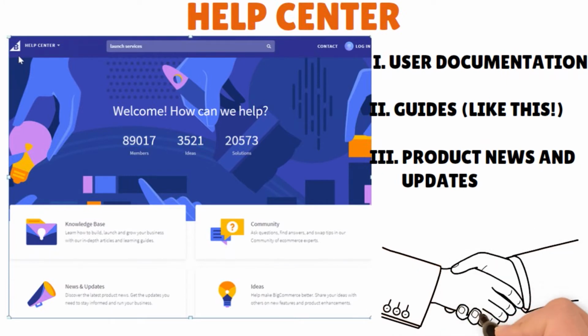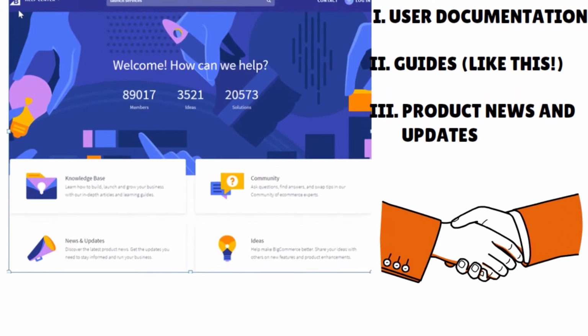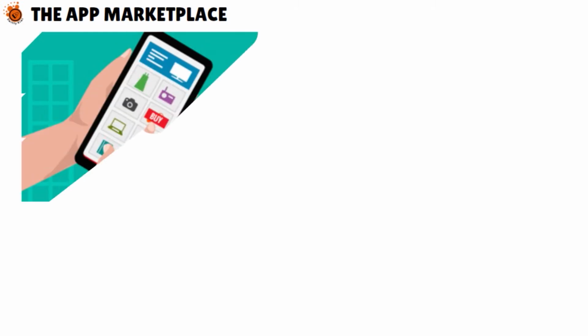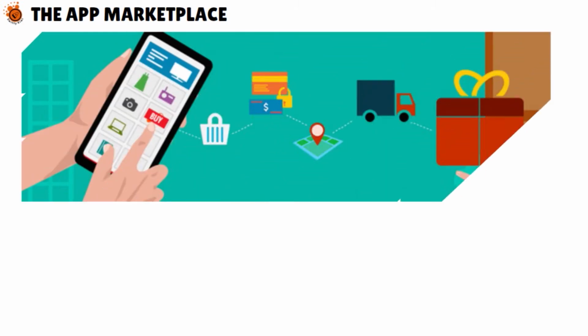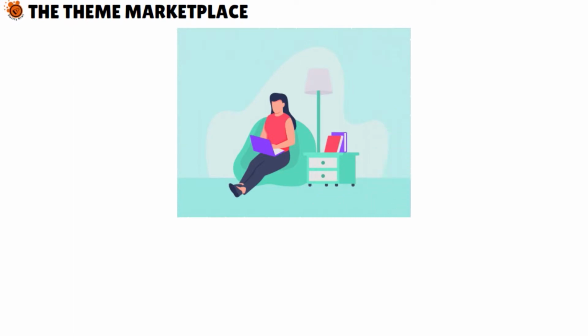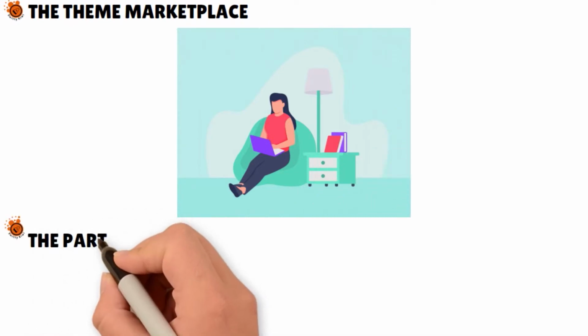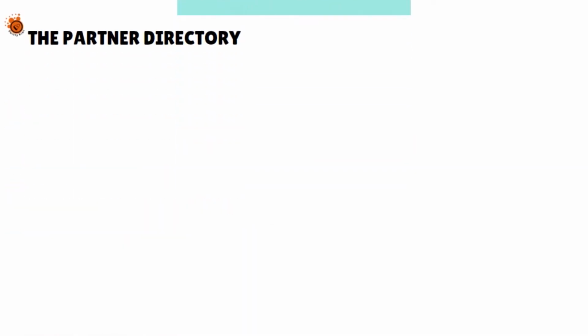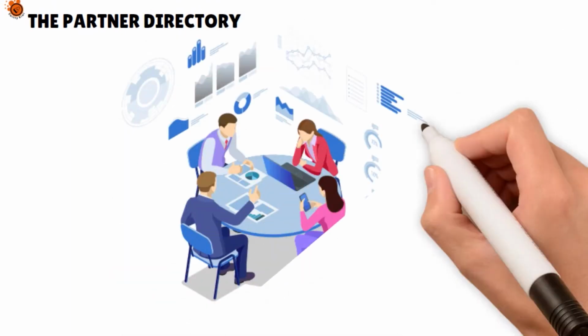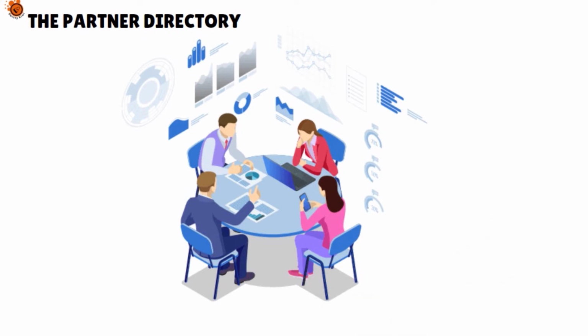Other areas that are very important: you have the app marketplace. This is where you can browse and search for apps. You have free and paid apps to extend your store's functionality. You also have the theme marketplace, which lets you browse storefront themes, free and paid also. You also have something called a partner directory. Through this, you can search through BigCommerce partners, whether you are seeking a developer, a designer, a marketing consultant, or something else. It really depends on you.